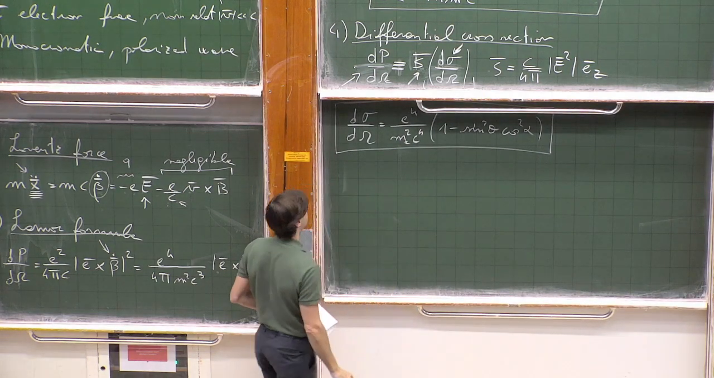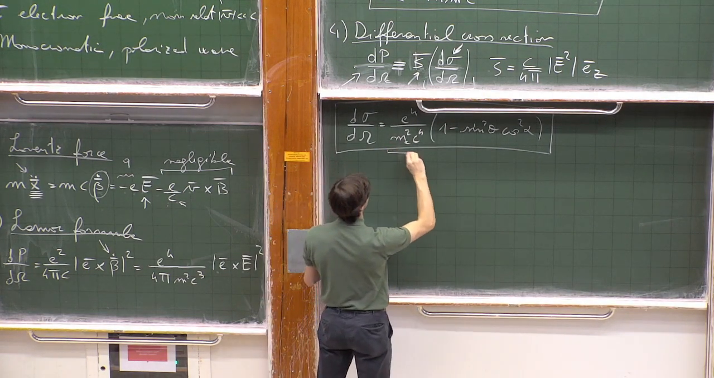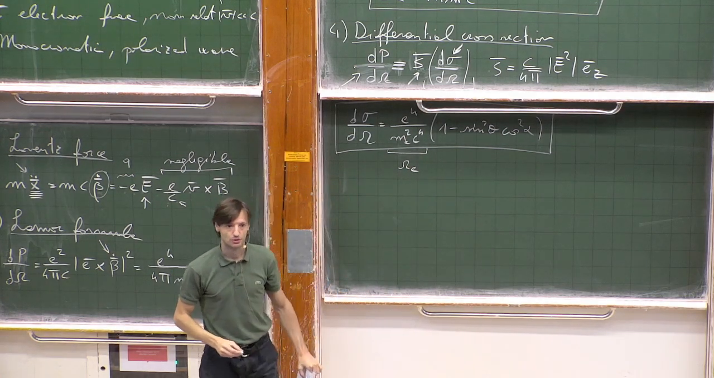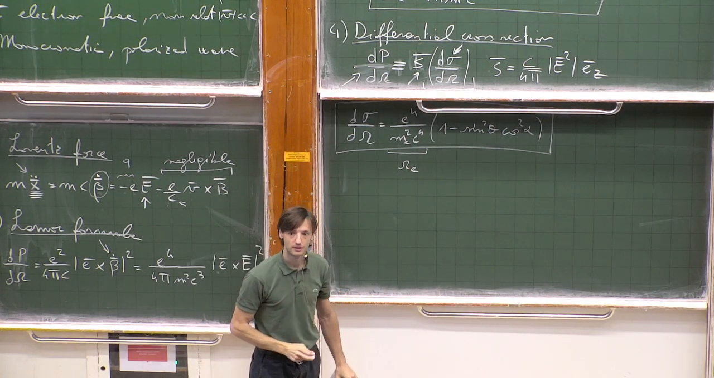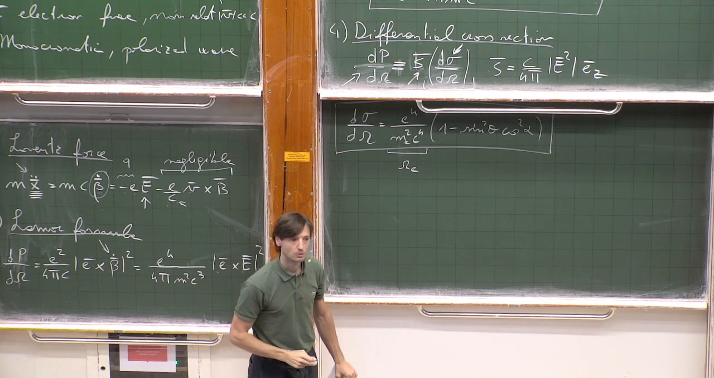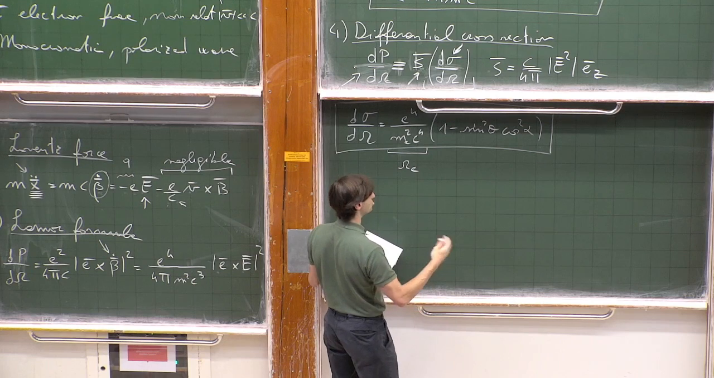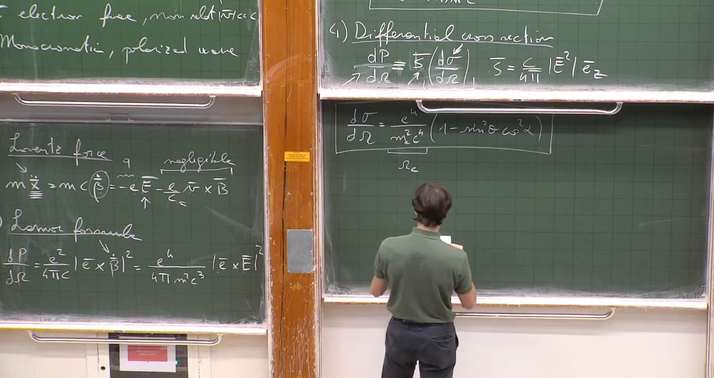Now look at this factor. This is actually the radius of the electron squared, where the electron is considered in the classical frame.